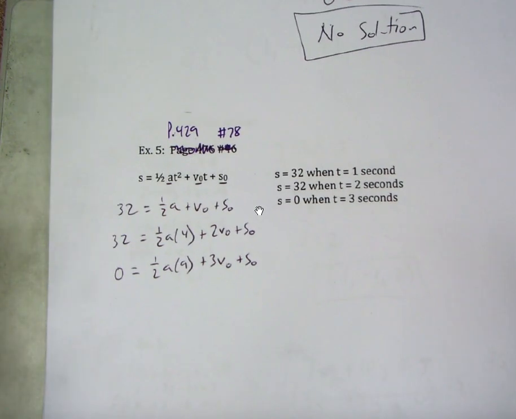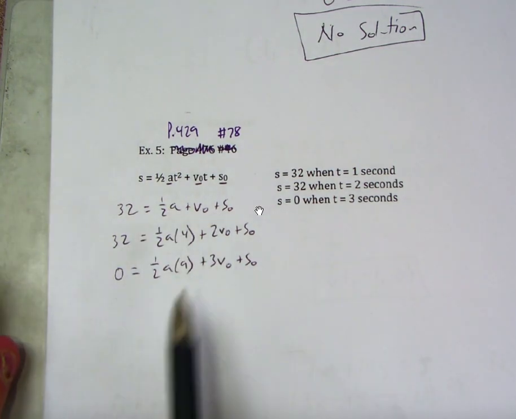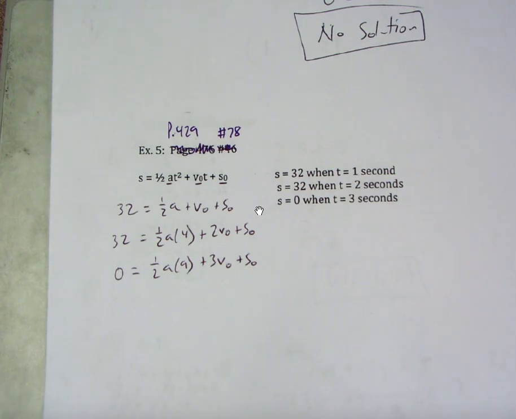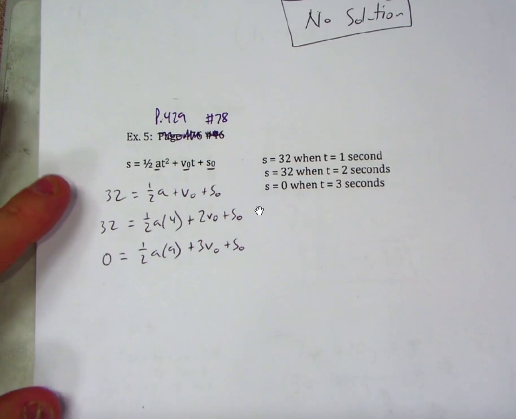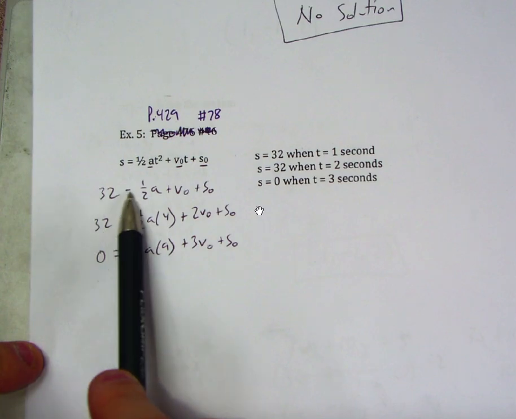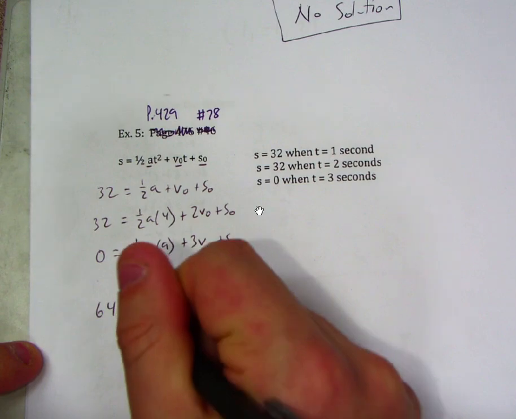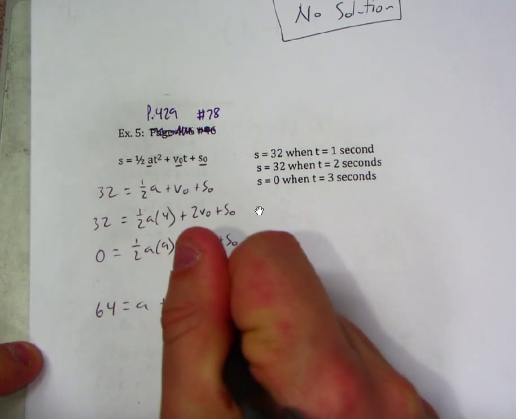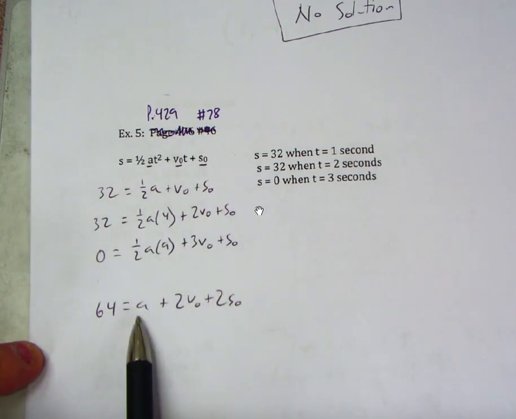But before I do that, I'm going to go ahead and clean up these equations. I don't like fractions in equations, so anytime I get equations with fractions in them, I like to clear them. What I'm about to do, you don't have to do, but I think it helps throughout the problem. So I'm going to take this whole top equation and multiply everything by 2 to get rid of that 1/2. So I would have 64 equals A plus 2 V naught plus 2 S naught. Just multiply everything by 2, so the 1/2 goes away.